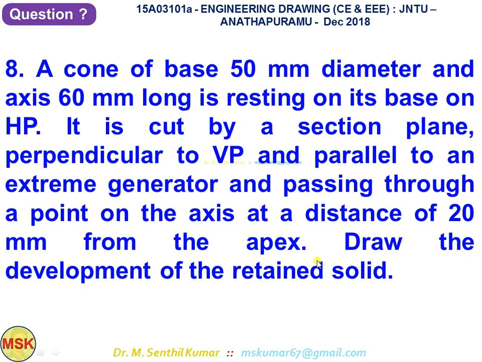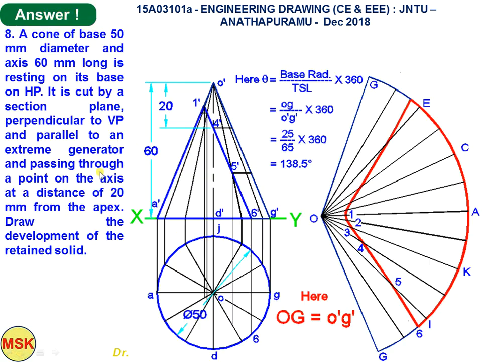Number two is after getting the section, after marking the sectioning points, you can go for the development. As per the problem, first draw the top view and front view of the cone. After drawing the top view and front view of the cone, show the section plane. The section plane is cutting, meeting the axis at 20 mm from the apex. That is how it has been given in the problem.